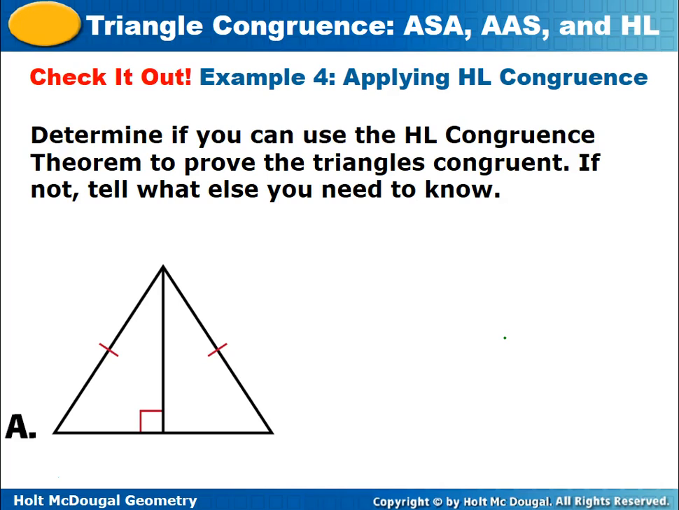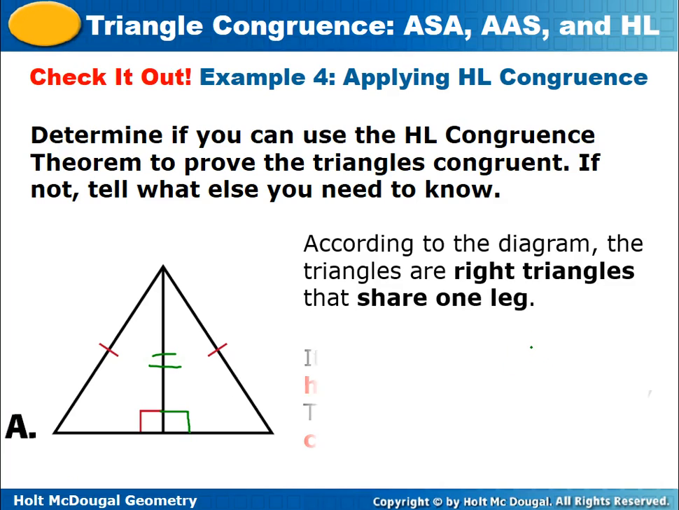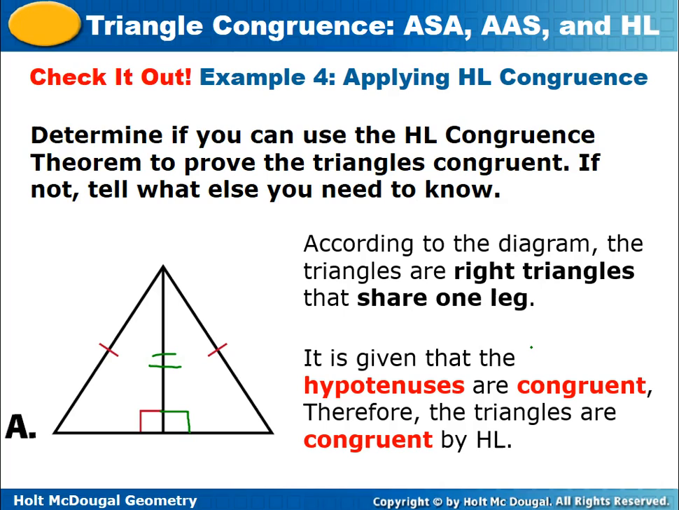Okay, so let's talk about this one. It says, determine if you can use HL theorem to prove the triangles congruent. If not, tell what else you need to know. So on this one, we would have another right angle there because those form a linear pair. And we have a shared side. So do we have enough information? The answer is yes, we do. So it is given that the hypotenuses are congruent, and therefore the triangles are congruent by hypotenuse leg.